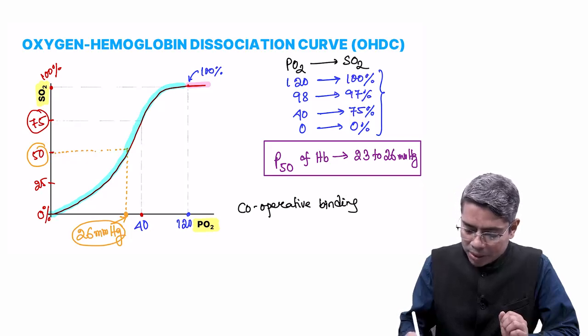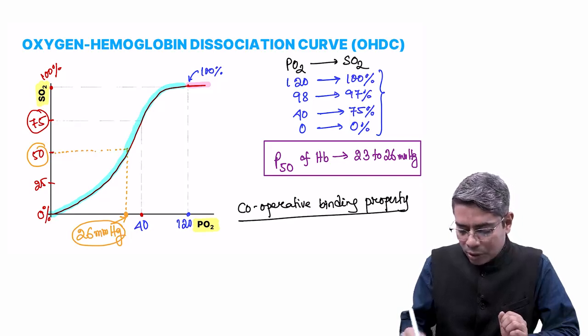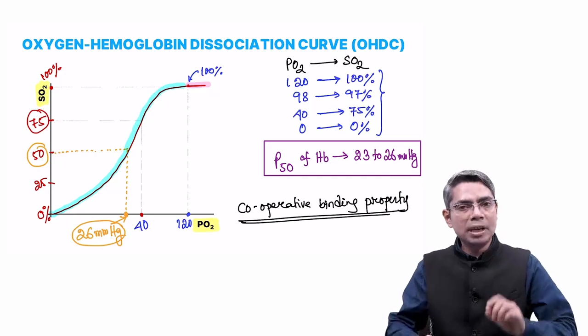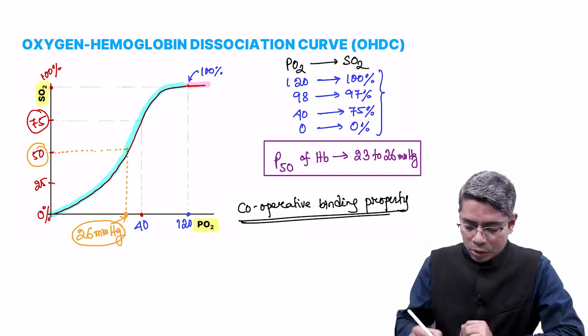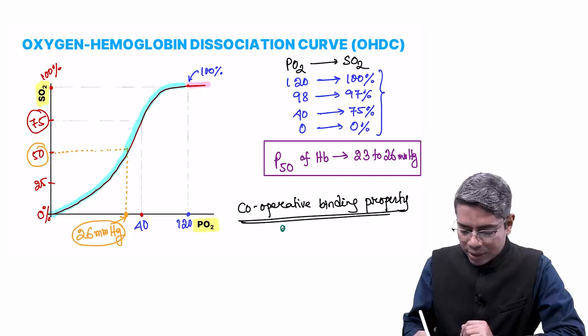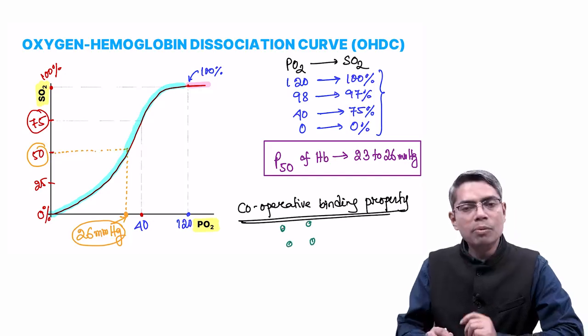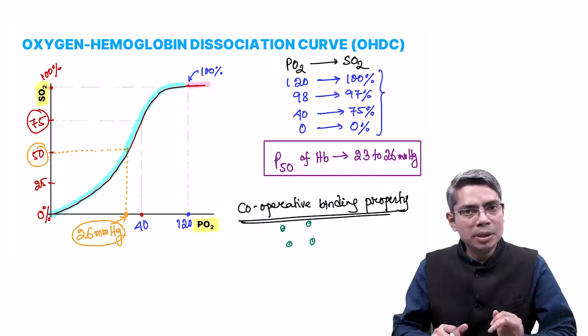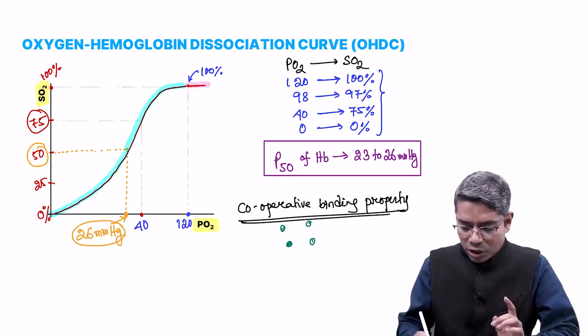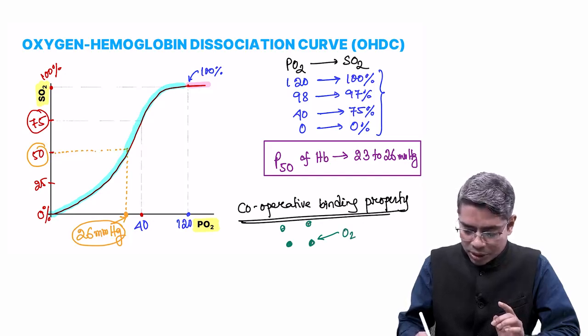Cooperative binding property of hemoglobin with oxygen. What is the meaning of the cooperative binding property of oxygen with hemoglobin? So hemoglobin contains two alpha chains and 2 beta chains, and 4 molecules of oxygen can bind with the hemoglobin. So initially the entry of the first molecule of oxygen into the hemoglobin is very difficult. So suppose these are the globin chains, alpha and beta globin chains are there.